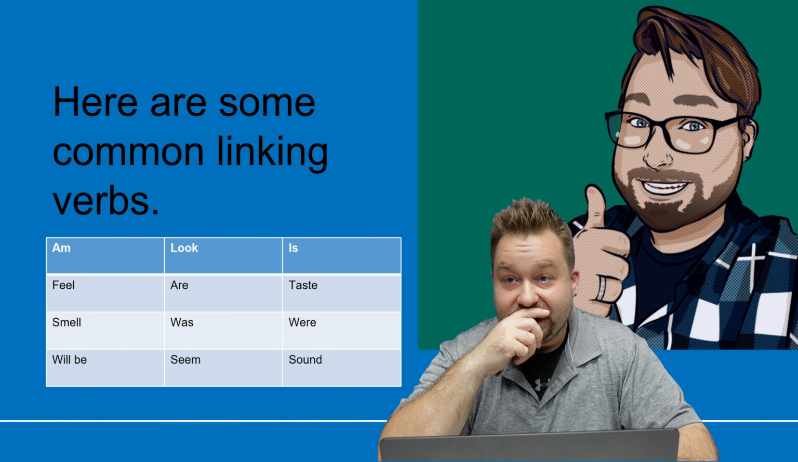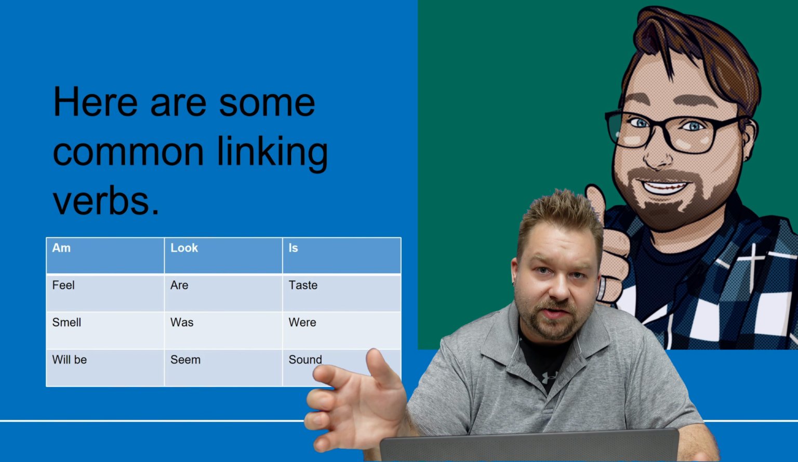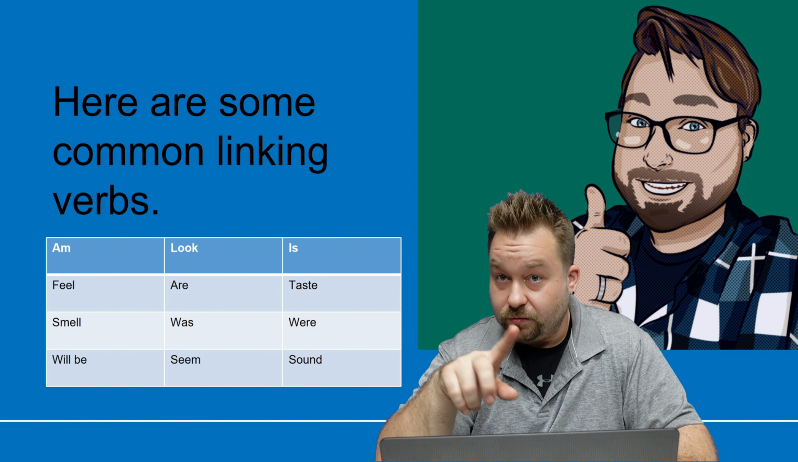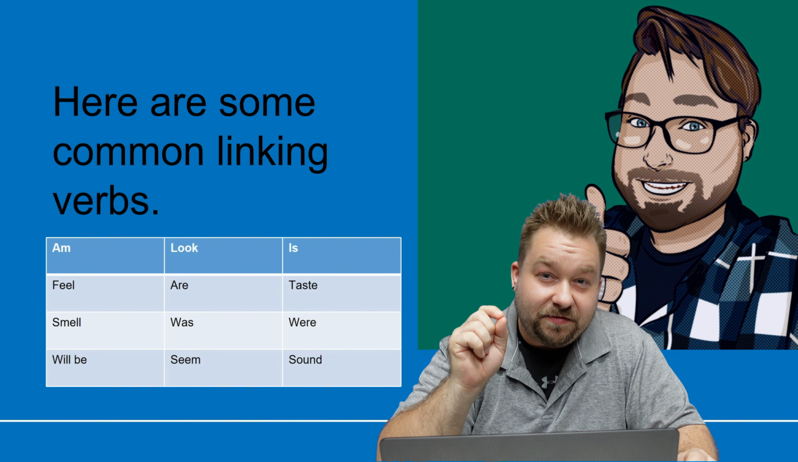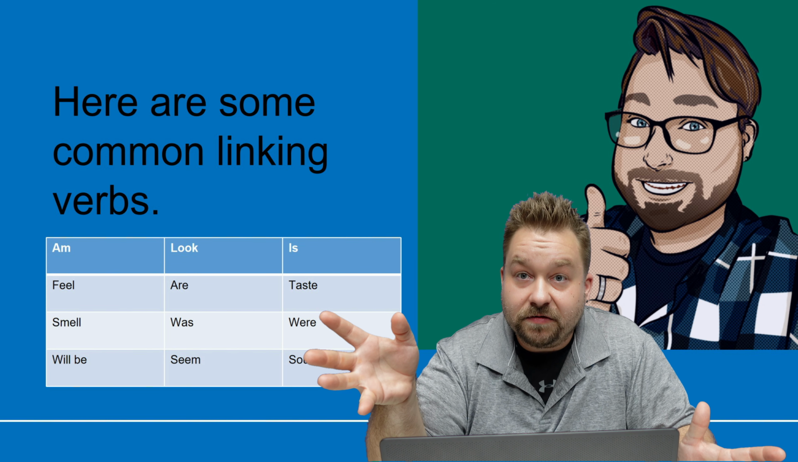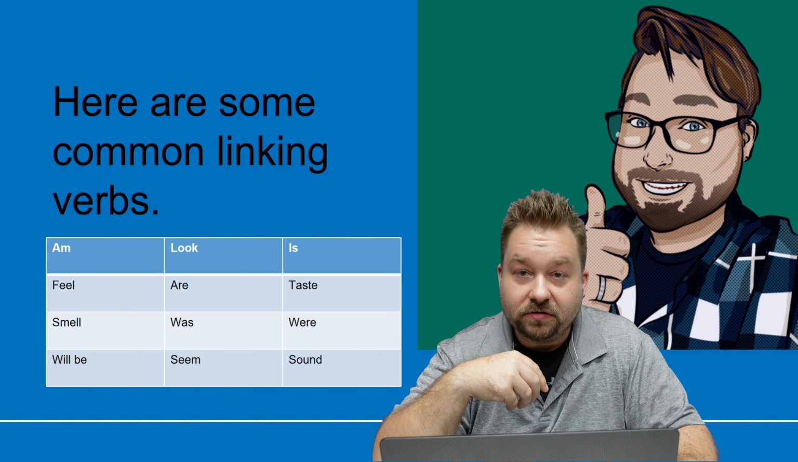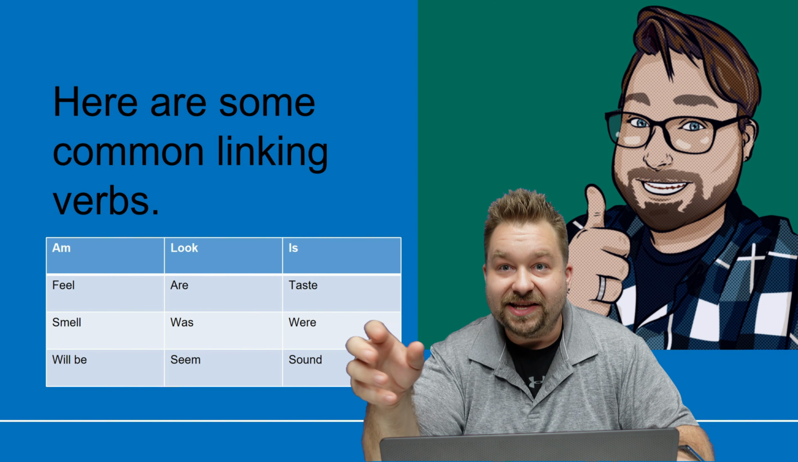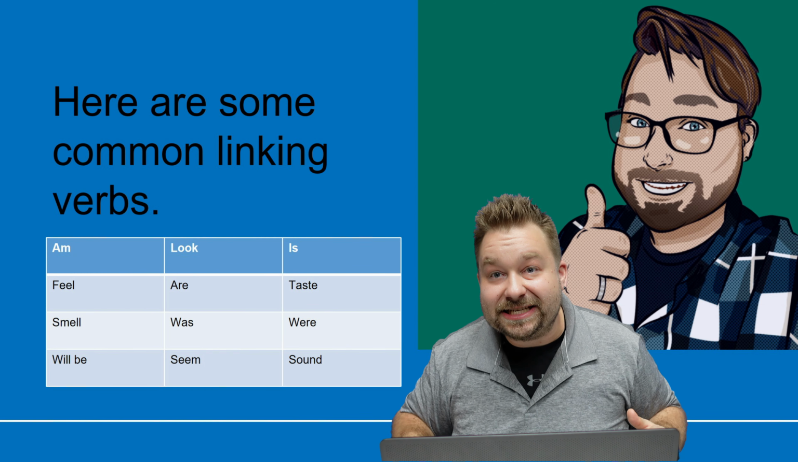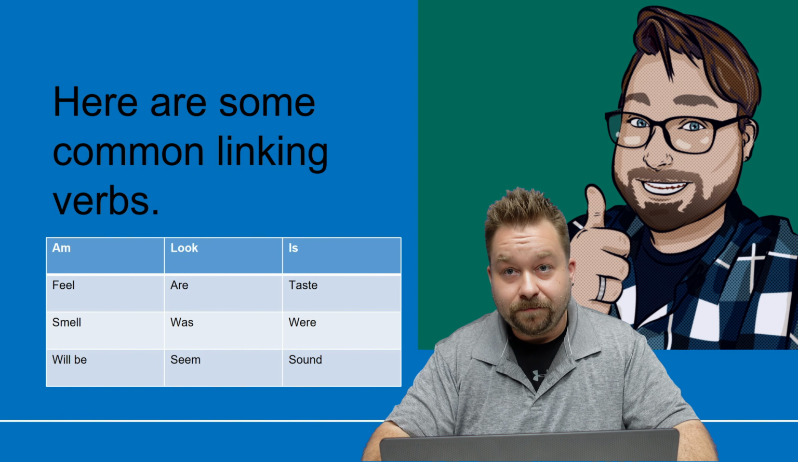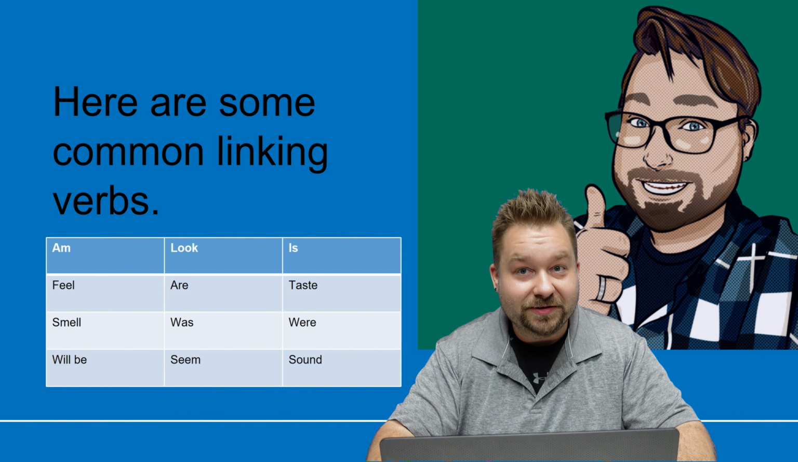Now, if you look at this chart, which I don't really want to read to you, you can pause the video and read them all. But it's very important you see this. There are be verbs. Am, is, are. Was, were. Will be. See that? Future, past tense, present tense. Be verbs are linking verbs.